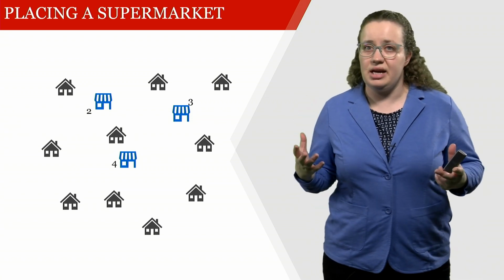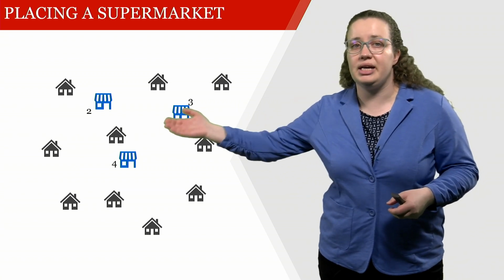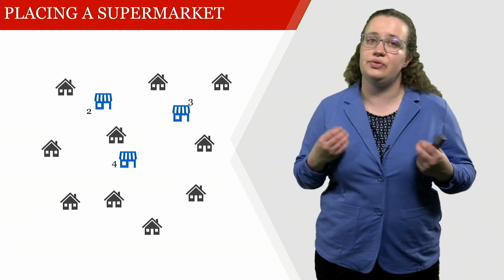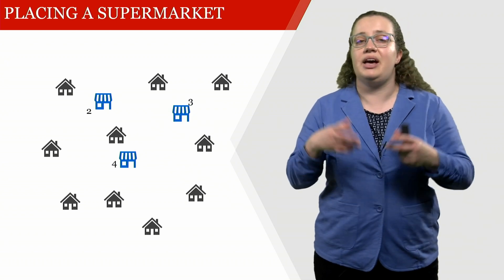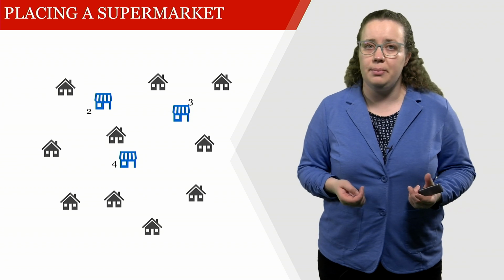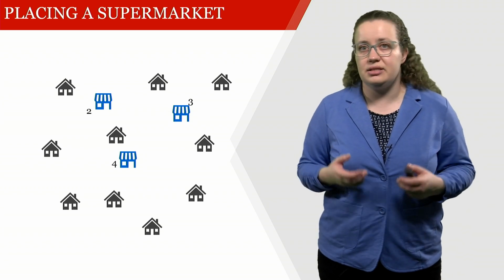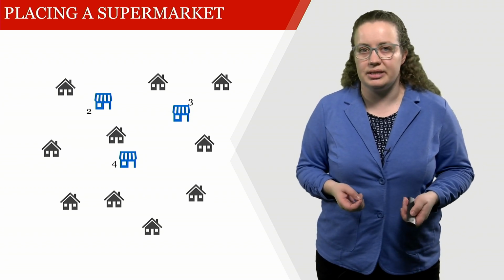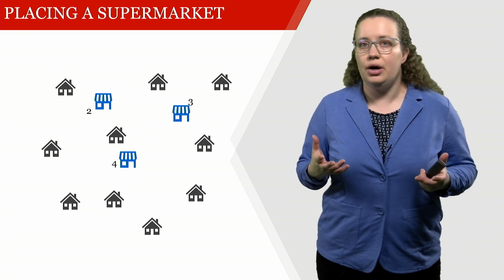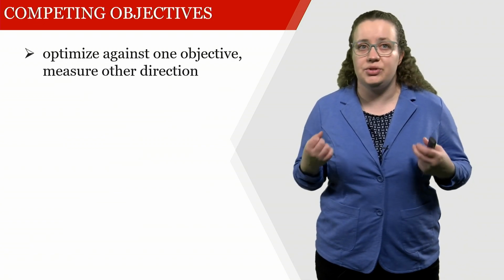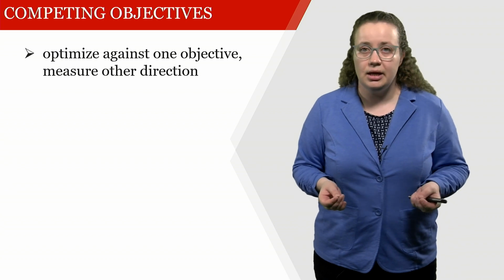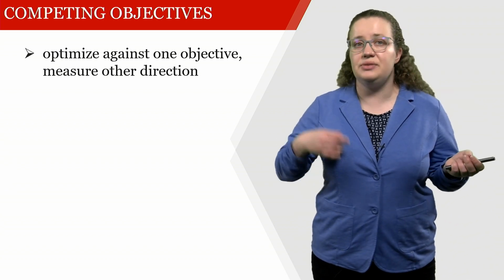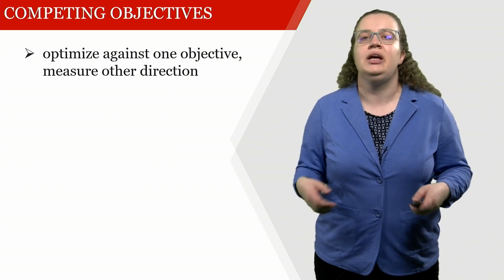So we have this example. Here we have 3 candidate locations at costs of 2, 3, and 4. And we have several households around them who all have distances to the individual supermarkets. The first option that we have when looking at how to handle these competing objectives is we can optimize against one objective and then measure in the other direction. So let's look at that.